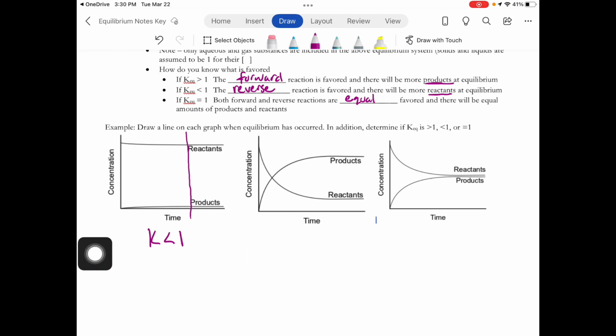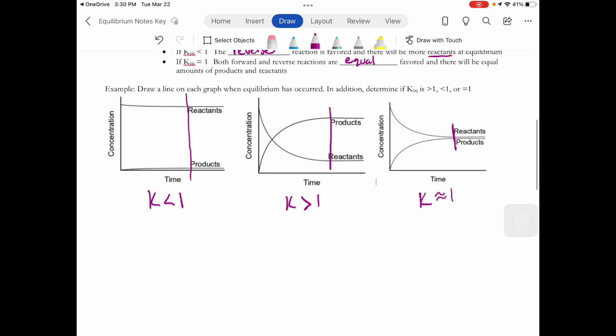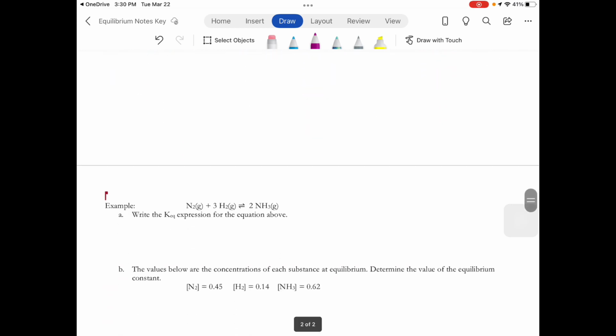Okay, about when the lines go completely horizontal, so I'm going to say right about there. This time we have more products than reactants, so your K will be more than 1. And for this one, when they get to horizontal, right about there, they're pretty much on top of each other, so I'm going to say KEQ is about equal to 1.